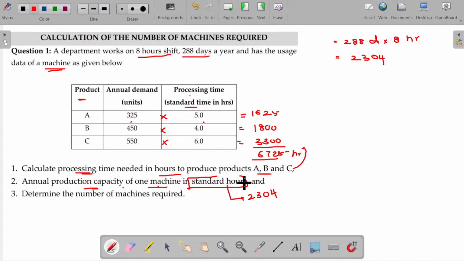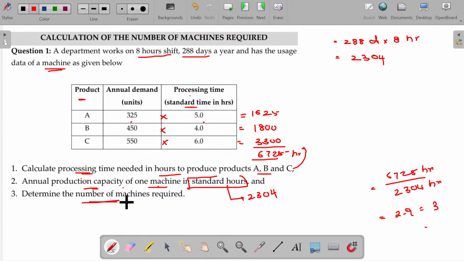Now from this it is very clear, definitely one machine is not sufficient. How many machines we need to have? 6,725 hours required for manufacturing all. Using one machine we can produce 2,304 hours of output only. Then come and tell me how many machines? 3 machines. 2.9. Usually you cannot show the number of machines in fractions. You have to round up to the whole number. 3 machines are in need.